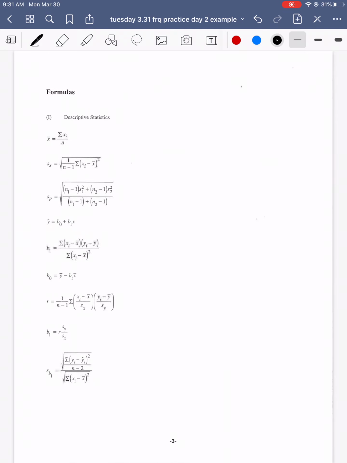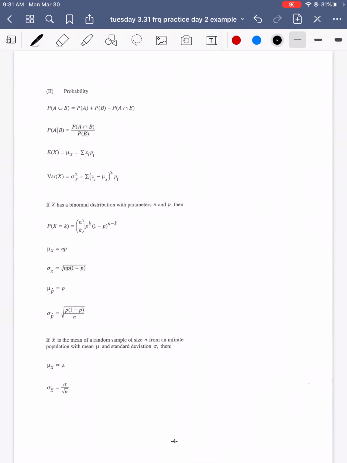So I go to my formula sheet. Well, these are the descriptive statistics, like mean, standard deviation, slope, all of those. So we're going to keep going. And I see that this one's for probability, so that's the one that I want to look at. Well, this is the OR formula. This is the conditional probability formula. And then I see expected value and variance. So these are the ones for our discrete.